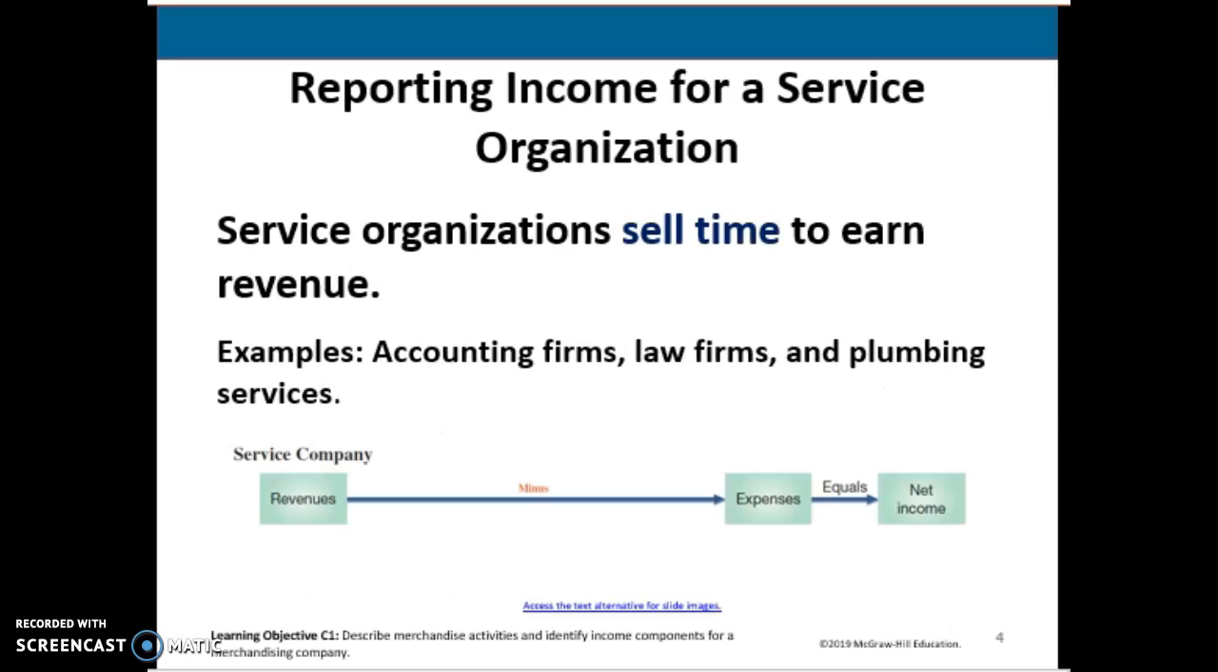So let's think about how we have seen things so far. In a service organization, we have been selling our time to earn revenue. Some examples of those service organizations are accounting firms, law firms. You could have a lawn service, any kind of thing where you're providing a service and you're getting paid for your time. That's going to be a service company. So service companies take revenues minus expenses to get their net income.